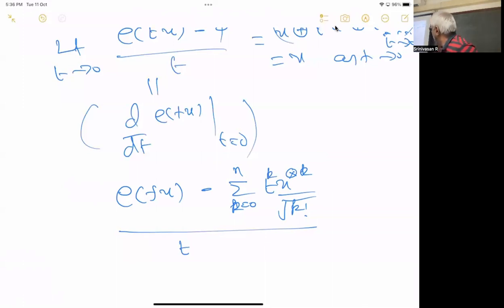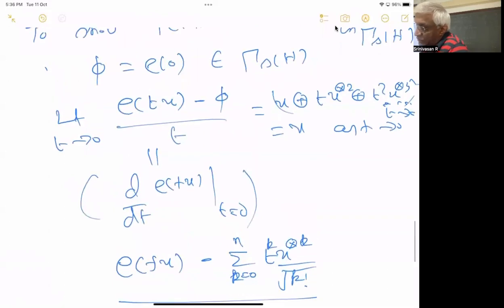Let's scroll up a bit. On top, very top. The limit. What will you have? You direct sum TU. Yeah. Sure. You will have that. This is what you are saying. So when you subtract it, as t going to 0, that will go to 0. That's all. So now you have an expression for U tensor n.